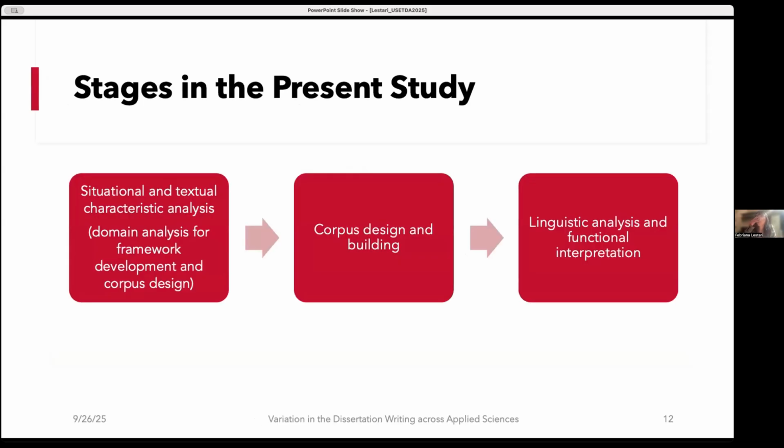Now, the methods that I used: there are 3 stages in my study. The first stage is the analysis of situational and textual characteristics, which included the domain analysis and the development of the framework for the situational and textual characteristics analysis. Then I developed my own data, that is corpus design and building, which expands the previous studies that only focus on a small number of texts. In the third stage, I did the linguistic analysis and functional interpretation. But for my pilot study, I limited the linguistic analysis to one subdiscipline, that is applied linguistics.